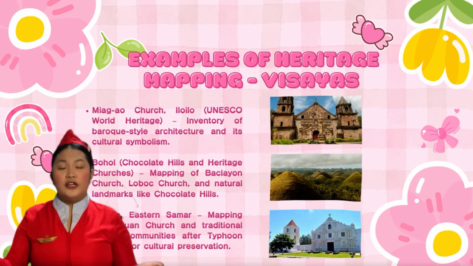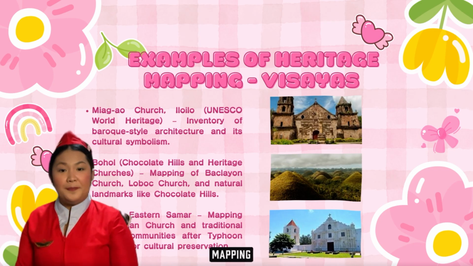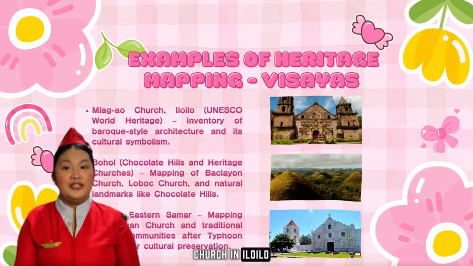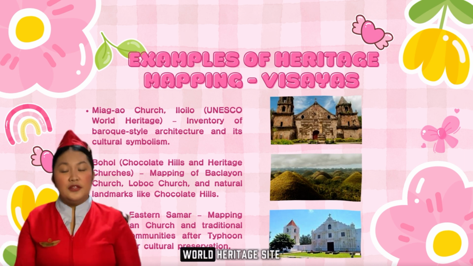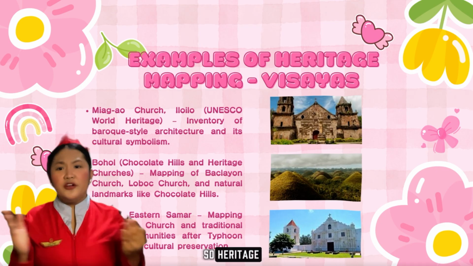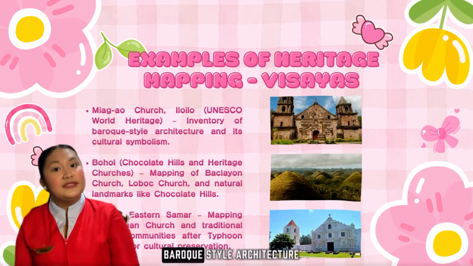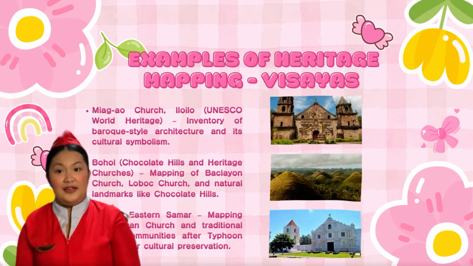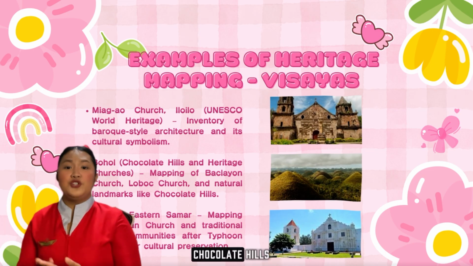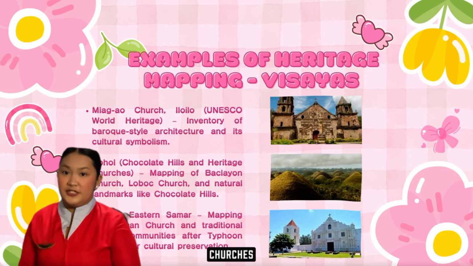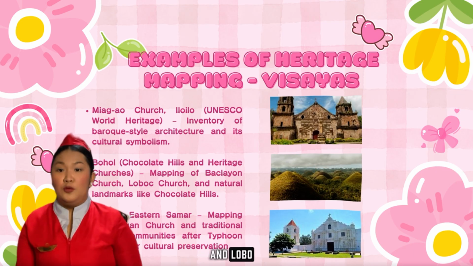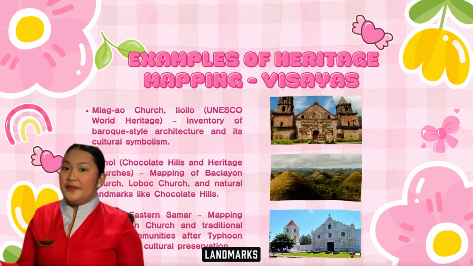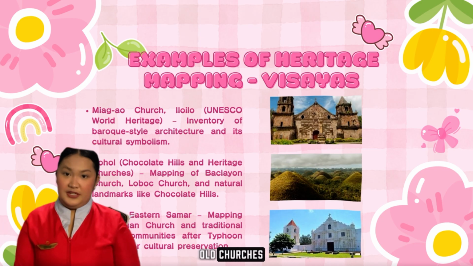So moving on to the examples of heritage mapping in Visayas. First is the Miag-ao Church in Iloilo, a UNESCO World Heritage Site. Heritage mapping highlights its Baroque style architecture and the cultural symbolism in its design. In Bohol, we have the Chocolate Hills and the heritage churches like Baclayon and Loboc. Mapping here involves both natural landmarks and centuries-old churches.